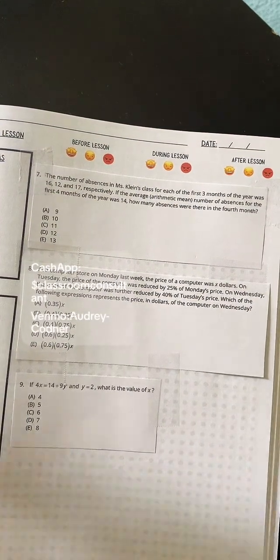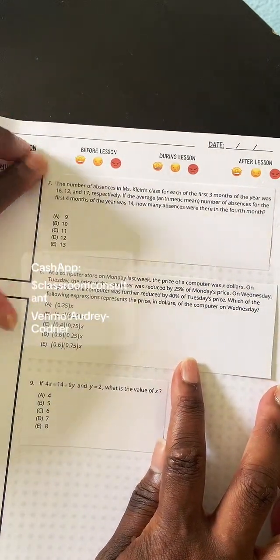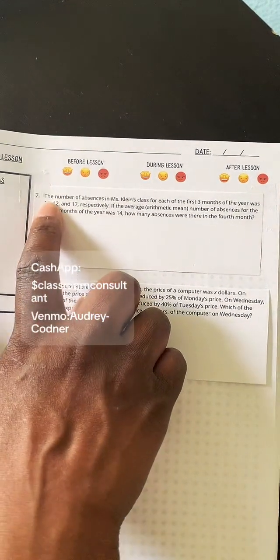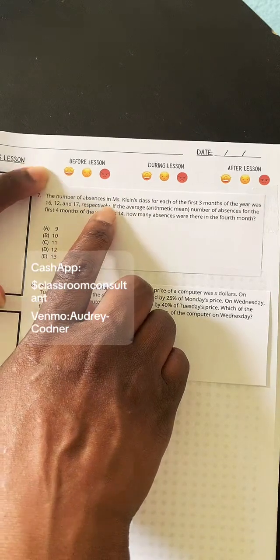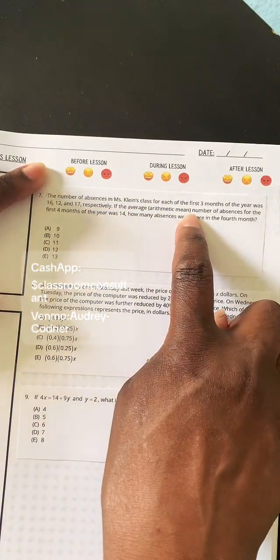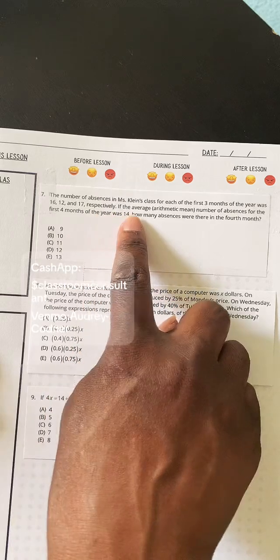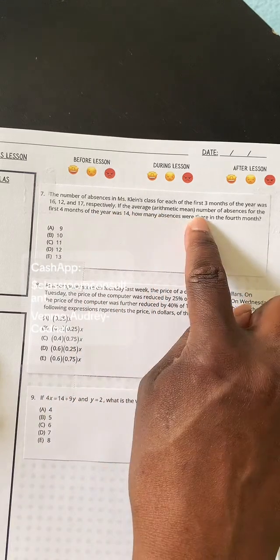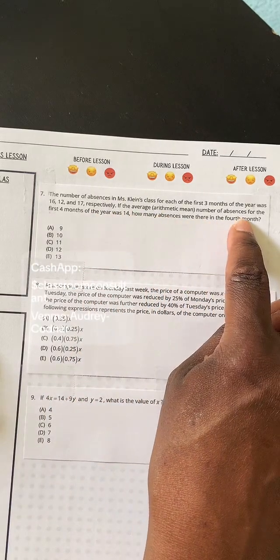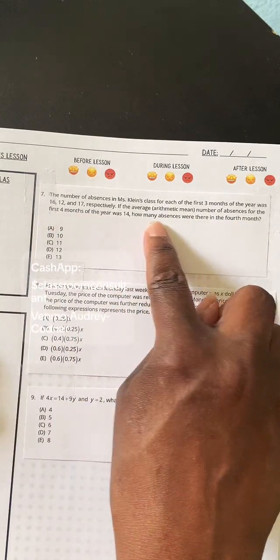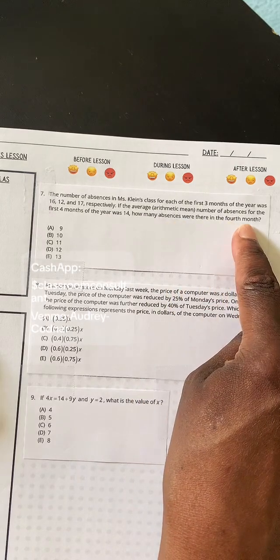All right, this one I'm going to put onto the other side. So here we go. For the next one, we have: the number of absences in Miss Klein's class for each of the first 3 months of the year was 16, 12, and 17, respectively. If the average, that's the arithmetic mean, number of absences for the first 4 months of the year was 14, how many absences were there in the 4th month?